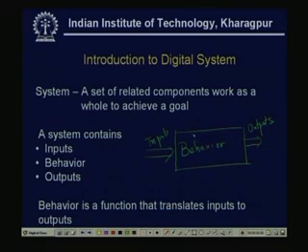So, what is this behavior? Behavior is a function that translates inputs to outputs. That means, we are giving these inputs and then what will be the outputs? That means, given a problem, if we give this as the input, then what will be the output, or how it solves the problem, meaning what will be the output. So, in this way we are defining a system.